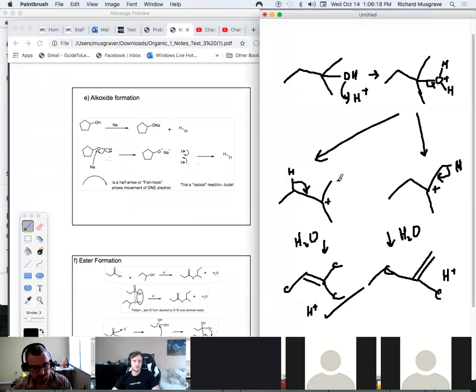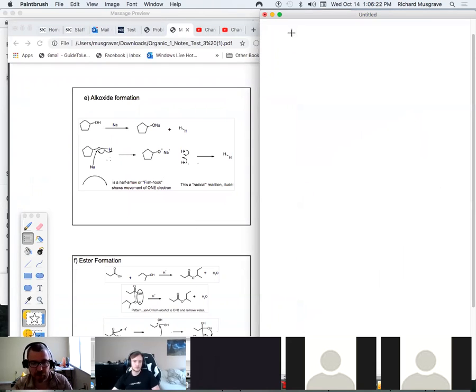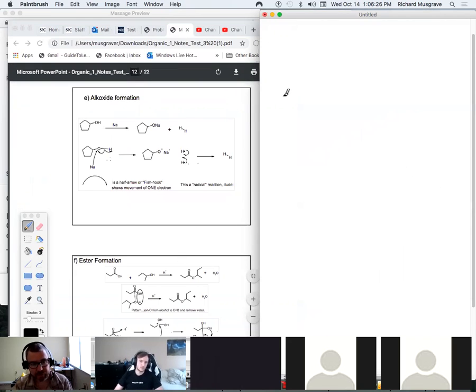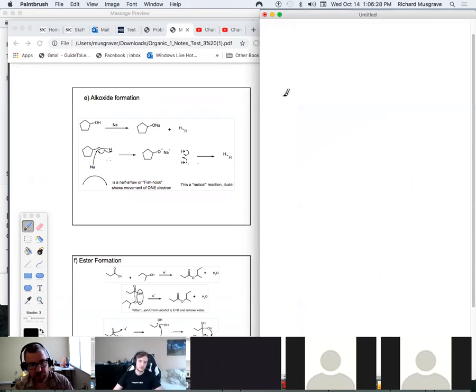Okay. So the next one, this one is definitely what I would call an optional mechanism as well. It's the alkoxide formation. So what are we doing here? Well, we're taking an alcohol, and we're adding sodium metal to it. Now the arrows that I'm showing you, I'll try and be a bit more clear about it. It's kind of hard to see in that diagram, but I'll be super clear here.